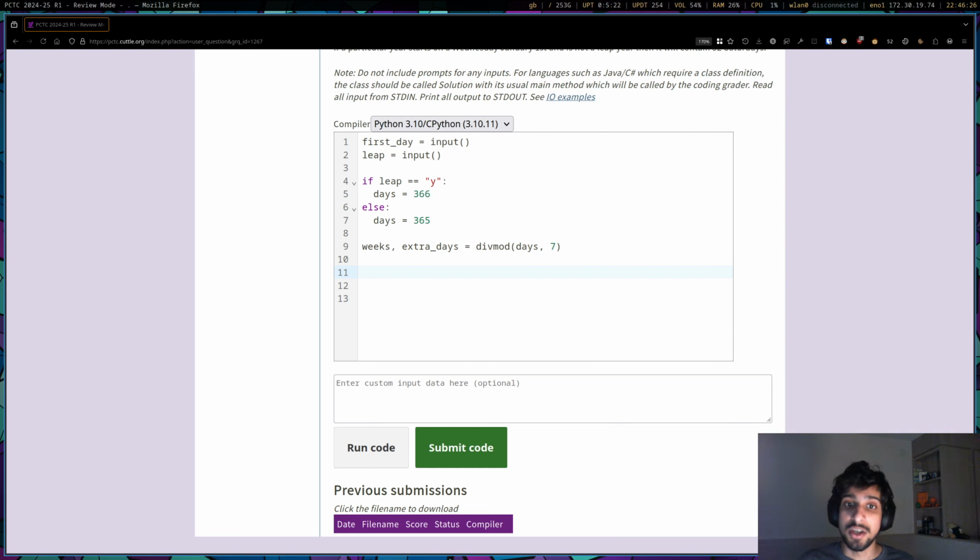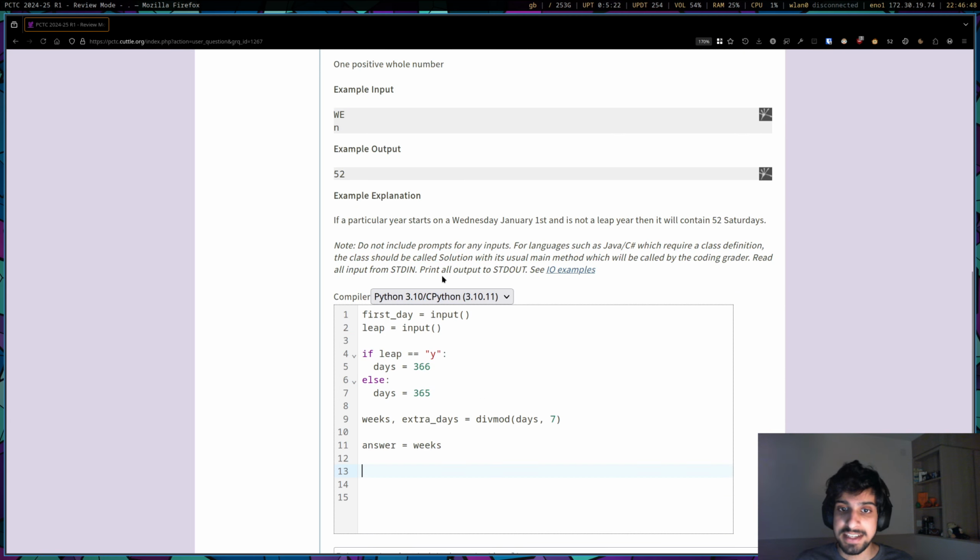Okay, so we know that each week has a Saturday in it, right? So the answer is going to be equal to the amount of weeks there are, plus potentially an extra Saturday based on extra days. So we need to determine whether or not we actually want to add that extra Saturday. So how do we do that?